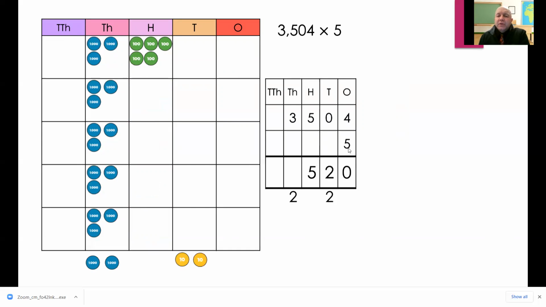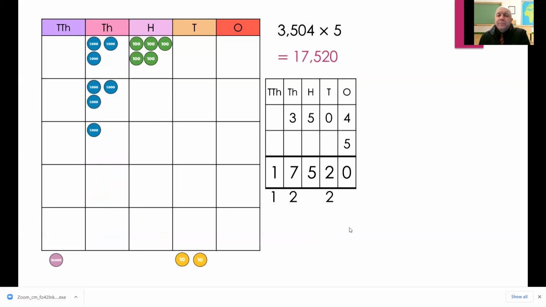And then finally, the thousands column, we've got 5 lots of 3. Okay, then let's look at the counters. We can take 10 there and exchange for a 10,000. So 5 lots of 3 is 15, plus the 2 that we've carried. So that gives us 17 thousands. 7 into the thousands column, and then 1 across into the tens of thousands column, which can go straight into the answer. Okay, so altogether, we've got 17,520.